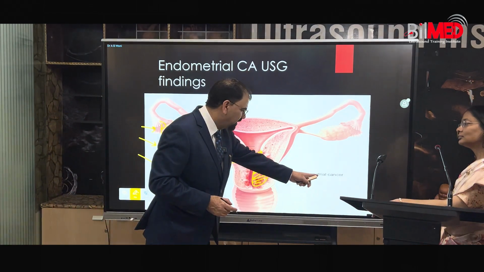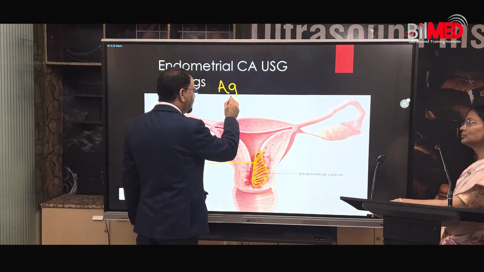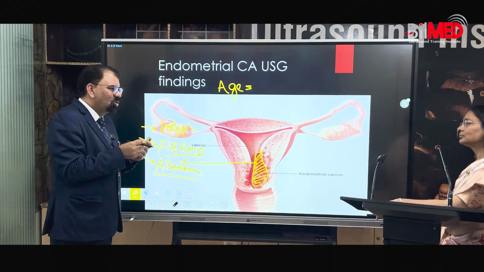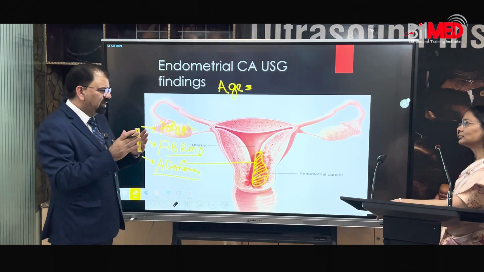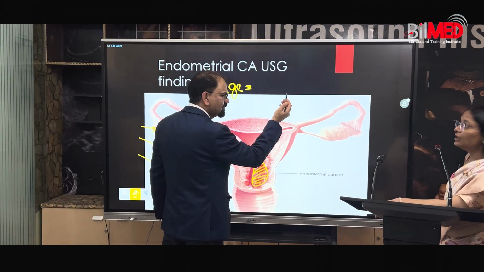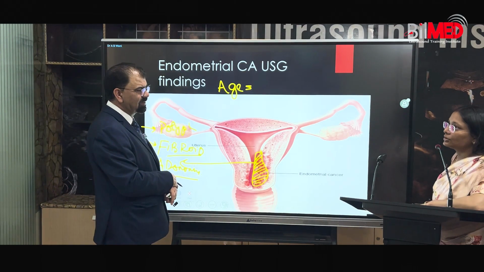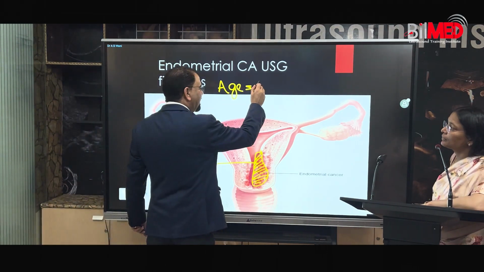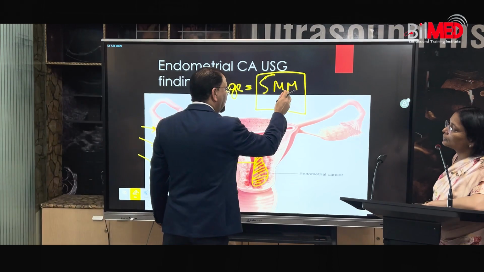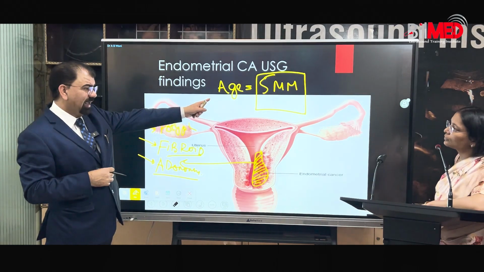Now comes the endometrial CA. In this endometrial CA, what I have to see first of all is the age. Now you tell me how much endometrium you will expect with the age. Postmenopausal, premenopausal, what is the cutoff? Sir, premenopausal it will be 4 to 5 mm. So 5 millimeters. Now you are having not 5 millimeters but 12 millimeters, and you will see the age also.